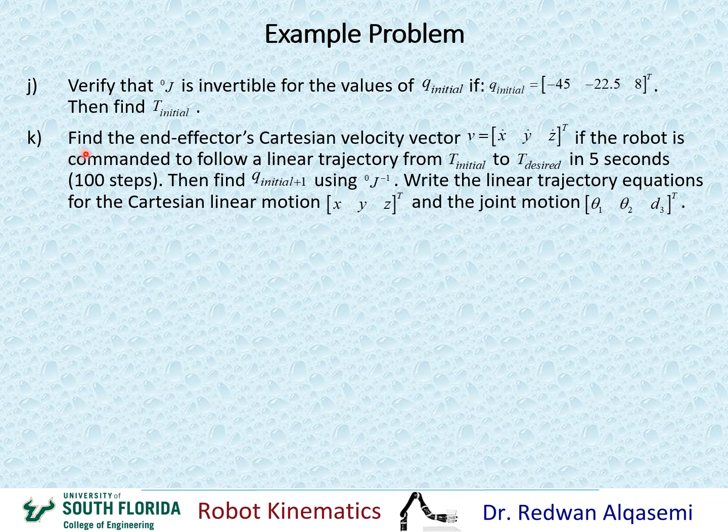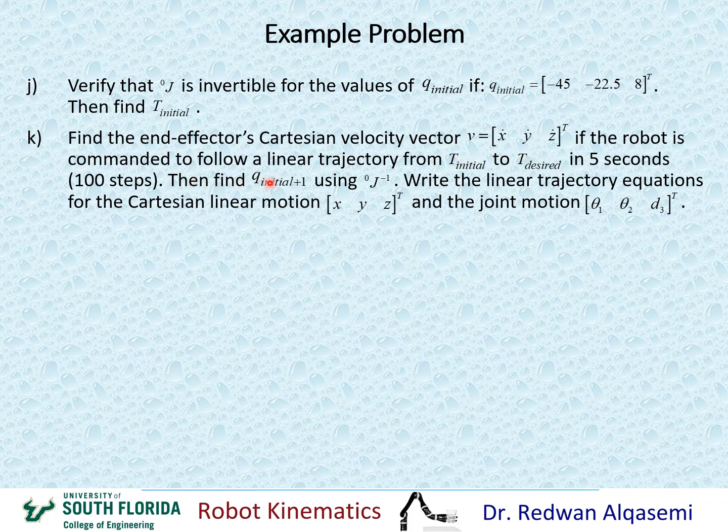Part K, find the end-effector's Cartesian velocity vector that includes x dot, y dot, and z dot, if the robot is commanded to follow a linear trajectory from t initial to t desired in 5 seconds or 100 steps. Okay, so we have the time and the number of steps, and we have the initial transformation matrix and the desired transformation matrix. So basically we can create a trajectory to go from t initial to t desired.